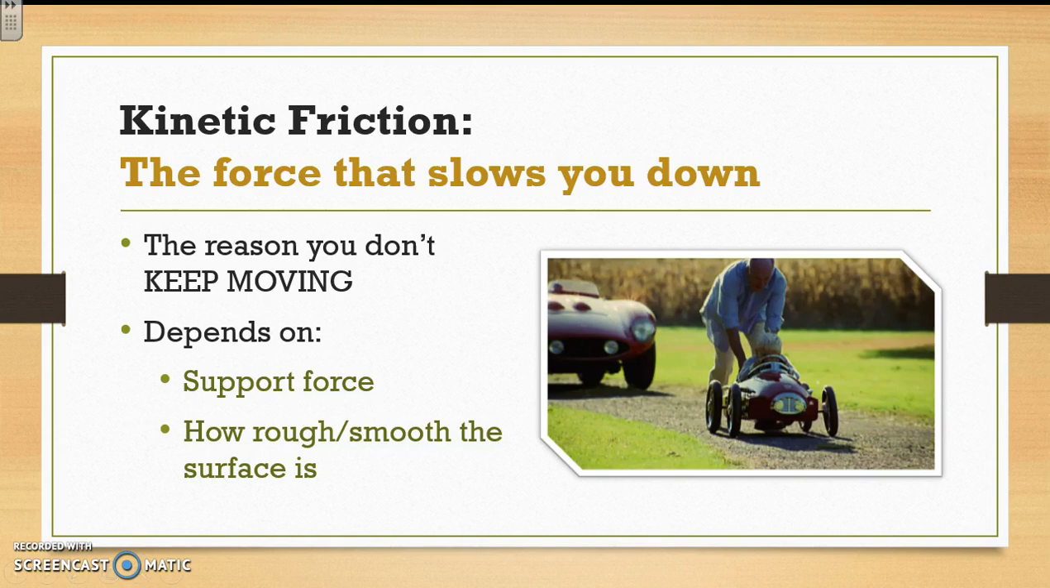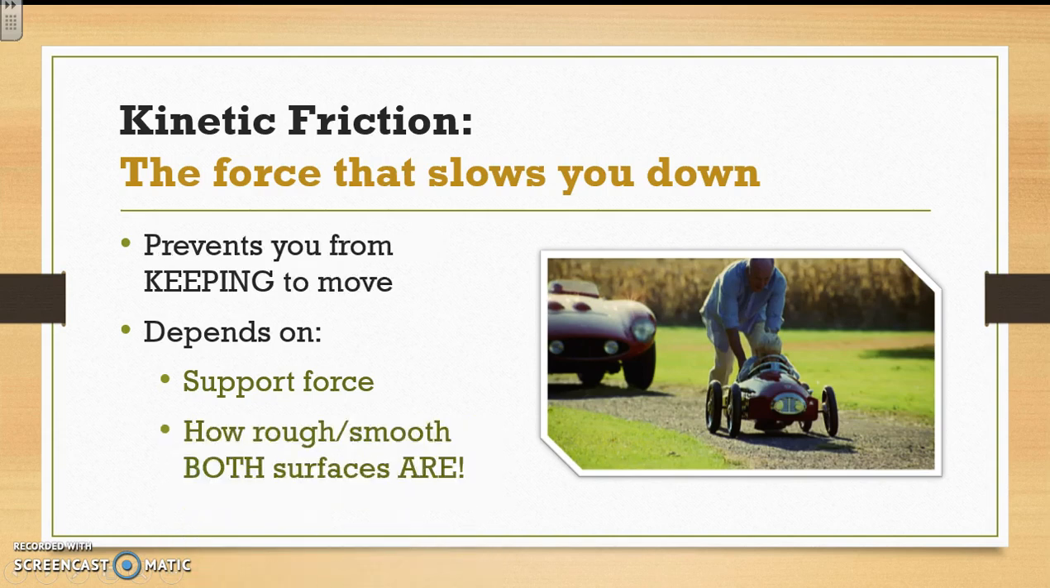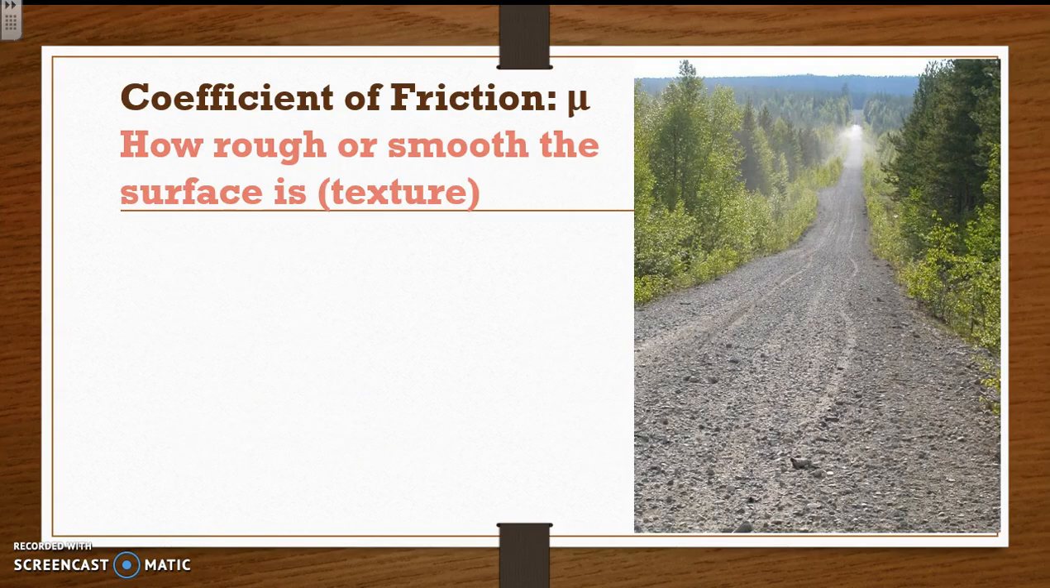Maybe friction doesn't depend on how rough or smooth the surface is, but how rough or smooth both surfaces are. All right, that sounds better. Write that one down. The amount of friction you experience depends both on what's on your feet and what it is you're standing on. How are we going to measure how rough or smooth the surfaces are?